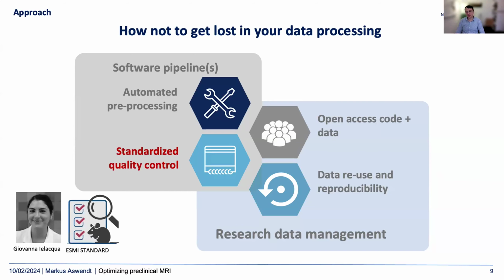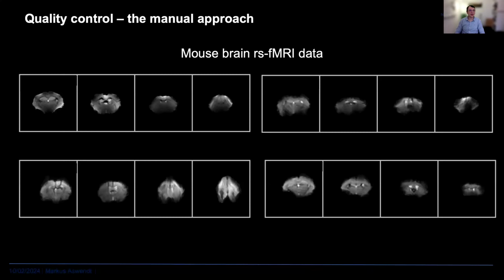And of course, this was not done alone in my lab. Actually, the idea was born together with Giovanna Yelakva as part of the European Society of Molecular Imaging standard group. So this was really people coming together, and we started small, but it actually grew a lot. In the end, we involved 8 countries and 23 data sets to really work on this automated pipeline.